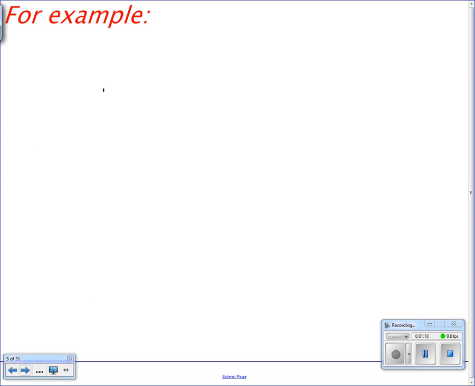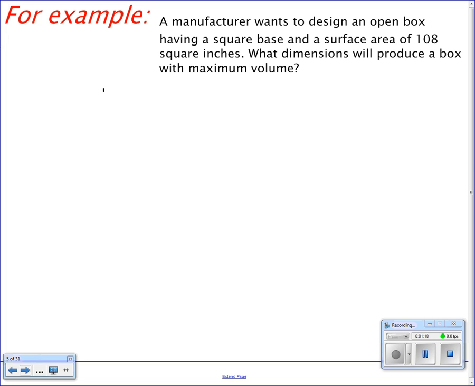So we can do a quick example, and hopefully that will illustrate what we're doing here. This is an example you would have seen before. A manufacturer wants to design an open box, so no top, having a square base and a surface area of 108 square inches. What dimensions will produce a box with the maximum volume? So we want to maximize the volume. We want to determine what dimensions will do that with the condition that the surface area must be 108 square inches. So that's all of our information.